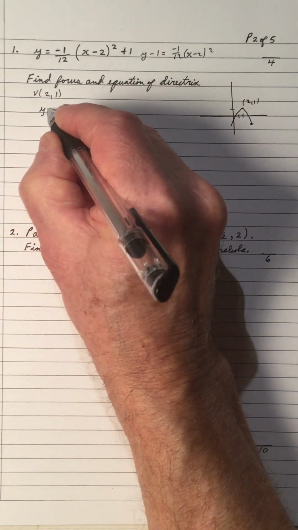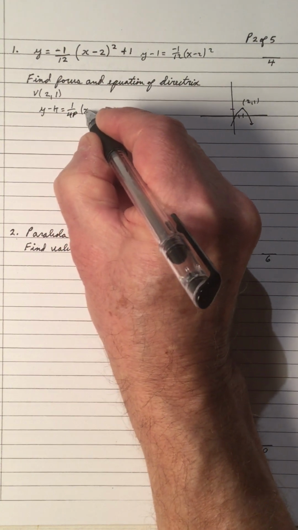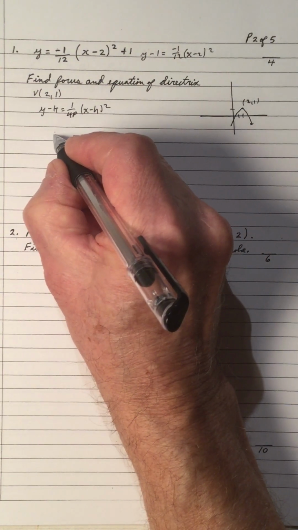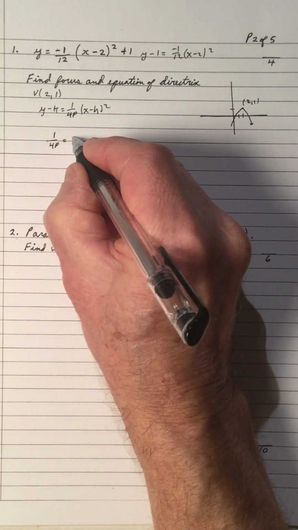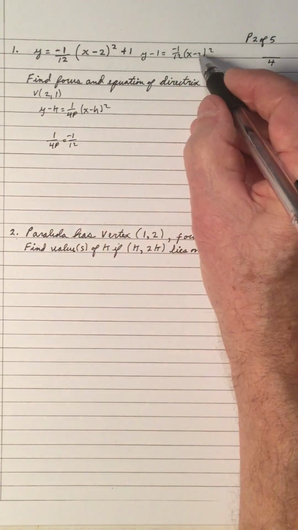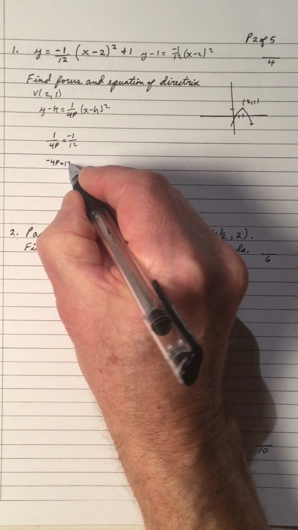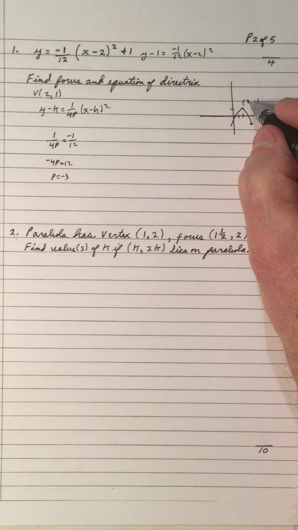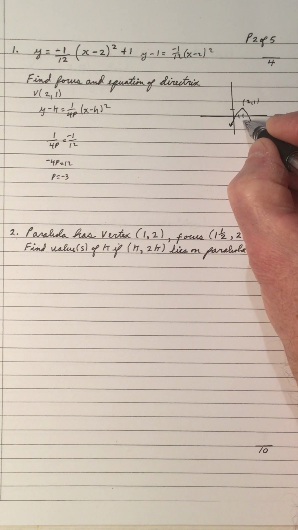So the equation is normally y minus k is 1 over 4p times x minus h squared. So that means that 1 over 4p is equal to negative 1 over 12. So negative 4p is 12. So p is negative 3. So that means the focus is inside of the parabola.